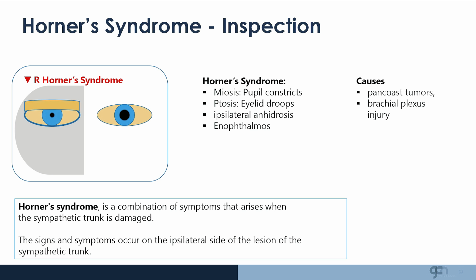Other abnormalities may include asymmetrical appearing eyes. If the patient had Wright-Horner syndrome, the characteristic features of this would be miosis, that's a constricted pupil, ptosis, a droopy eyelid, enophthalmos, which is a sunken eye, as well as ipsilateral anhidrosis, which means that on the affected side there is a loss of sweating. And this is caused by damage to the sympathetic trunk, and that can be caused by Pancoast tumors, which are apical lung tumors, or an injury at the brachial plexus.